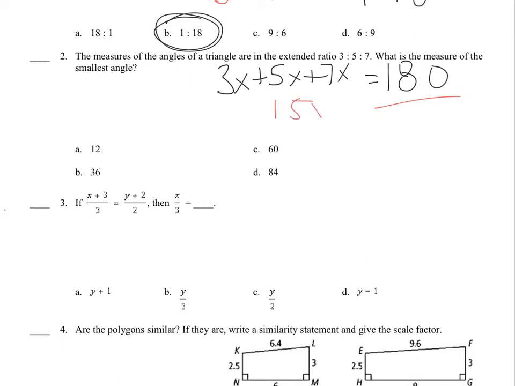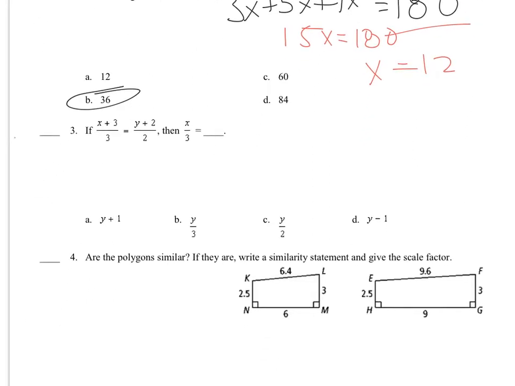15x is equal to 180, and then divide 180 by 15. You get x is 12. However, that's not the answer. Always make sure to go back and read the question. Read it over. What is the measure of the smallest angle? That's what I'm looking for. Well, my smallest angle is this ratio right here. So this is what I simplified the ratio by. So then I have to multiply it back. That's why I call it a multiplier. So it'd be 36.